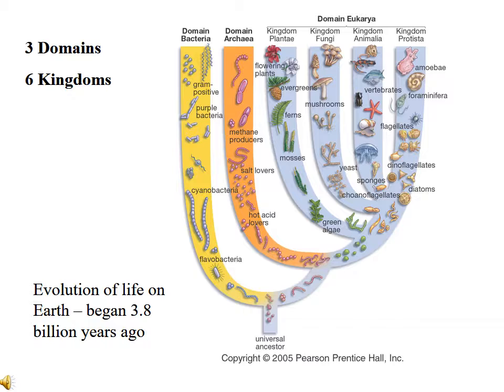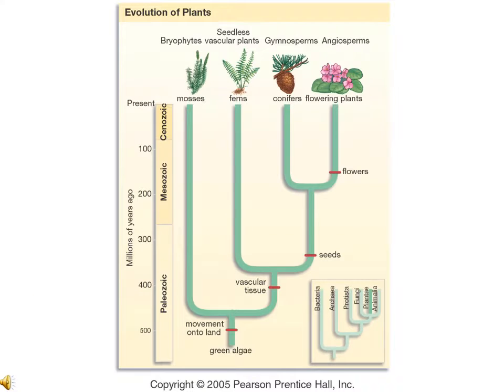Okay, so we have 6 kingdoms broken down into 3 domains. The first domain is the eukarya, second archaea, and the third is the bacteria. Essentially, all of the organisms that we are familiar with belong to the eukarya, and all of these organisms are made up of eukaryotic cells. What we will now do is look selectively at the evolution of plants, animals, and a few other selected groups.